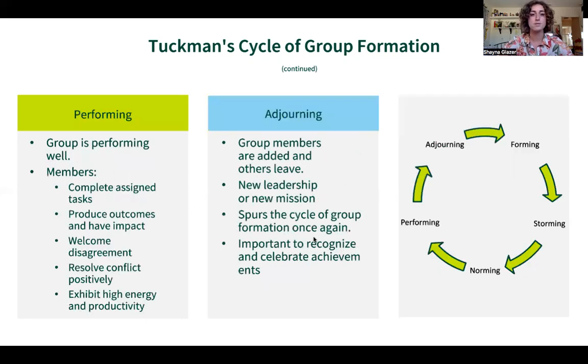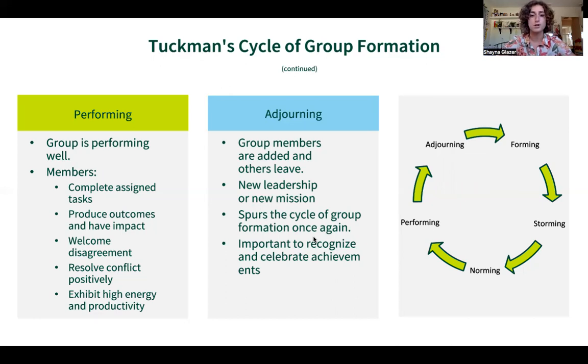The next stage of this cycle is performing. Performing is when the group dynamic is going well. Members are completing tasks, producing impactful outcomes, welcoming disagreement, and prioritizing conflict resolution. And members of your group exhibit high energy and productivity as a whole unit.